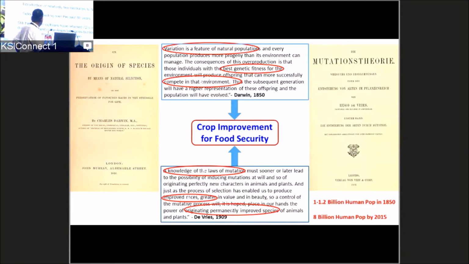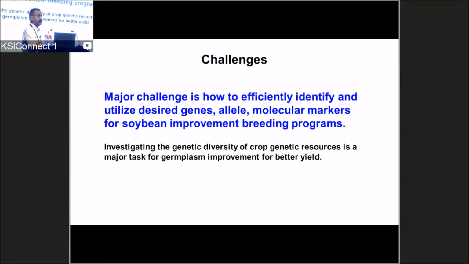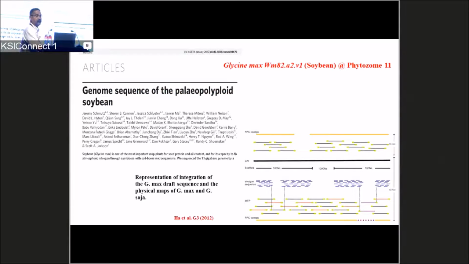Also in soybeans, the narrow genetic basis is the problem. The narrow genetic basis of soybean is a bottleneck for yield and quality improvement. So the challenge is how we can identify genes or genomic regions and help the soybean breeding program. That's our aim. For that, we developed our own genomic resources.